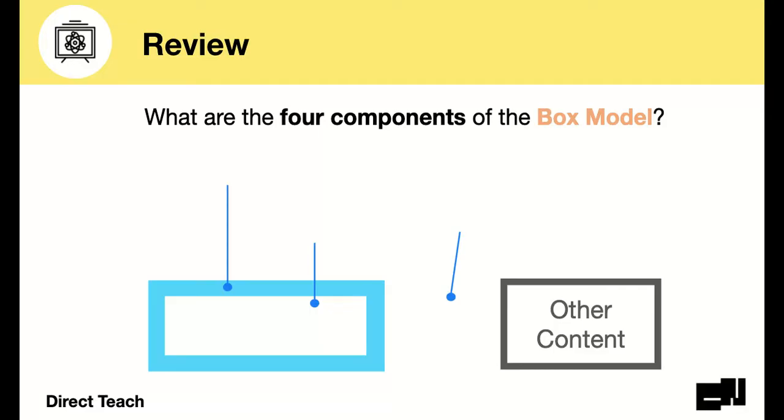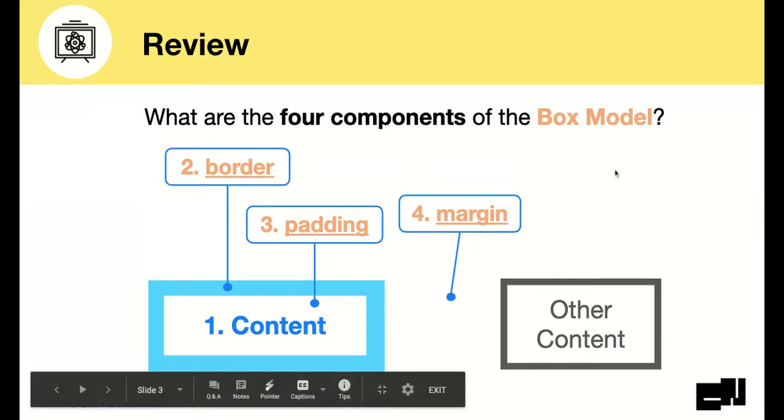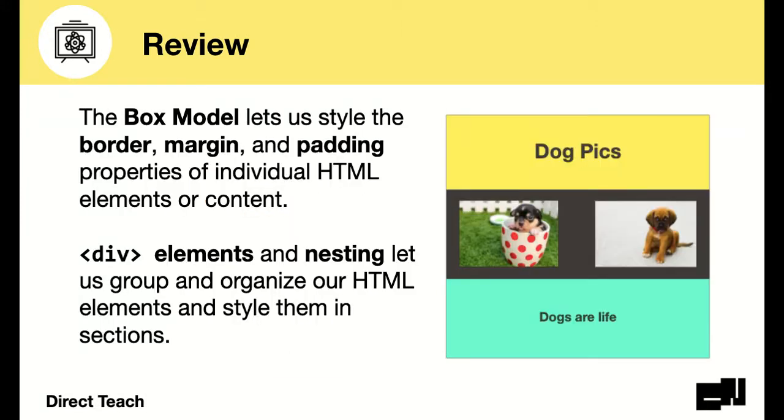So just to recap, what were the four components of the box model? Okay, I'm hearing a few different answers out there. I heard content, border, that's the border on the outside over here, padding, and margin. And remember what each of these are doing. If you need a recap, feel free to go back to 4.1 to get a refresher. This is what we learned in 4.2. So this box model allows for you to style using the border, margin, and padding on the page.